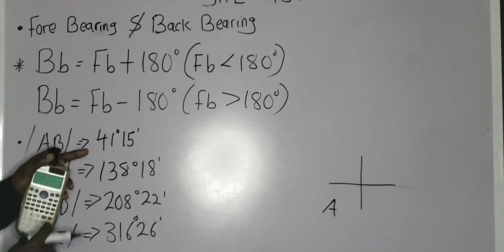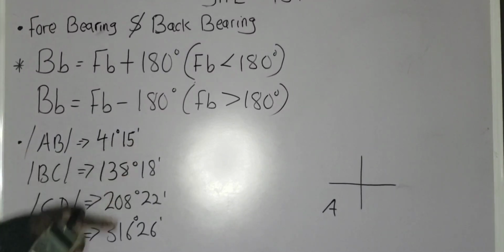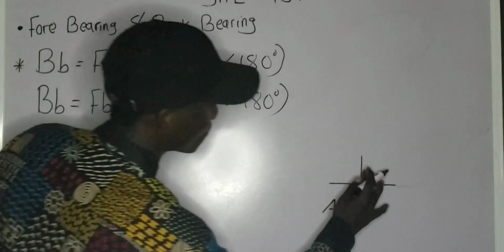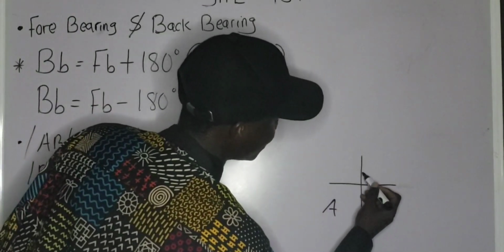So the Fore bearing is what? 41 degrees and 15 minutes, Abby. So now I want to ask you, is 41 degrees and 15 minutes in the first quadrant or the second quadrant? Yes, 41 degrees and 15 minutes is in the first quadrant, and this is the first quadrant on our cardinal points. So 41 degrees will be here.